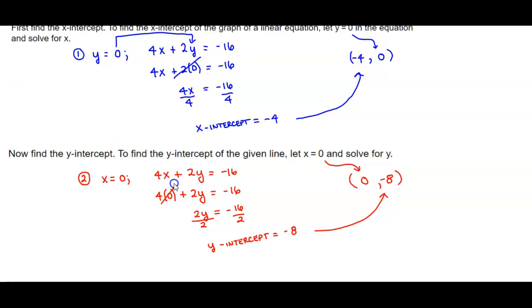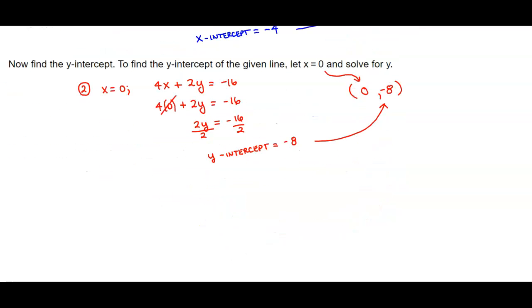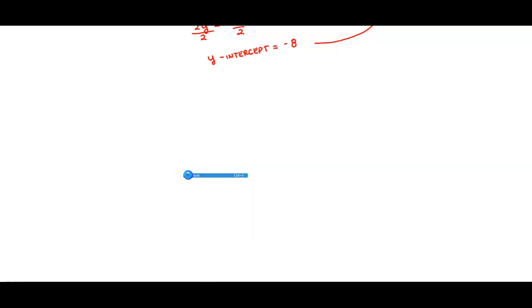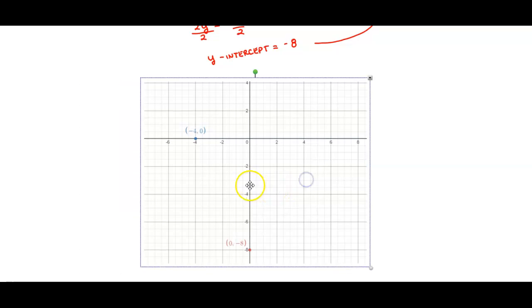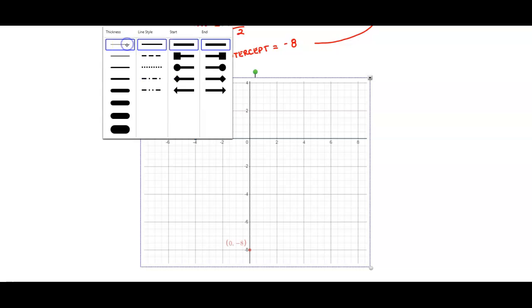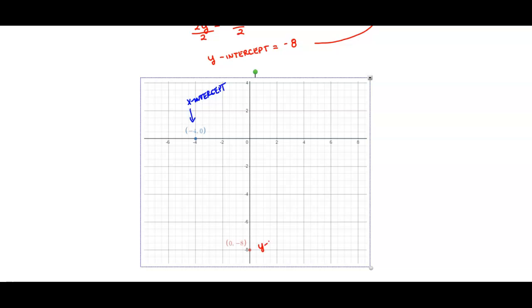Now let's take a look at what this would look like on a graph. On a graph, again, it's where it crosses the x and y axis. So if you notice, here is the x-intercept, and here is the y-intercept. Because again, it crosses the y-axis at that value, and it crosses the x-axis at that value.